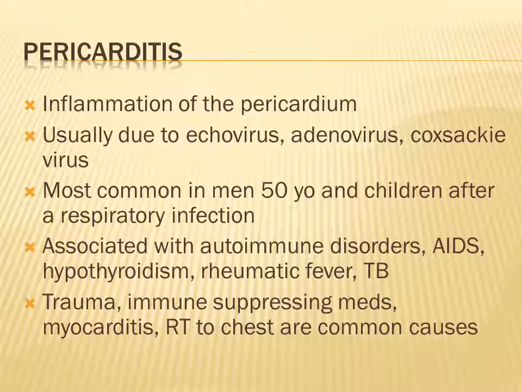Pericarditis is inflammation. It's usually due to some type of virus. Most commonly it affects men greater than 50 years of age and children who have suffered a recent respiratory infection. It's associated with your autoimmune disorders, HIV or AIDS, hypothyroidism, rheumatic fever, and TB. Also can be due to trauma, immune suppressing medications, myocarditis, and patients who are receiving radiation therapy to the chest.